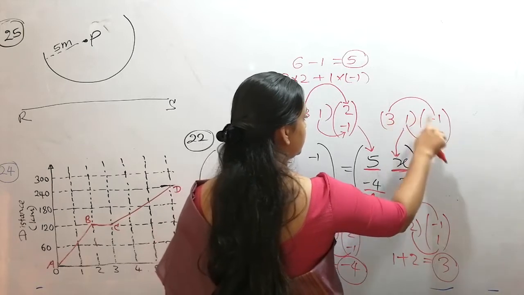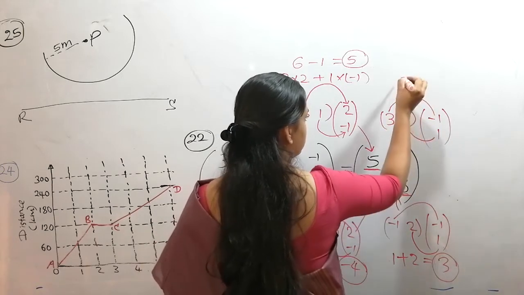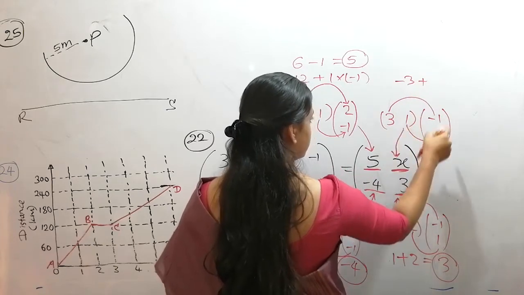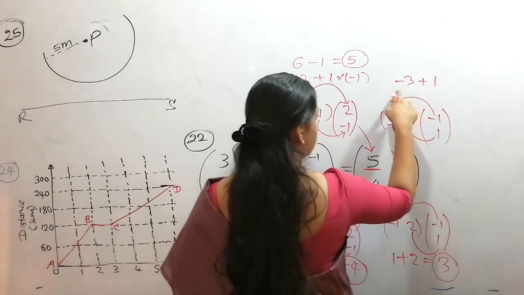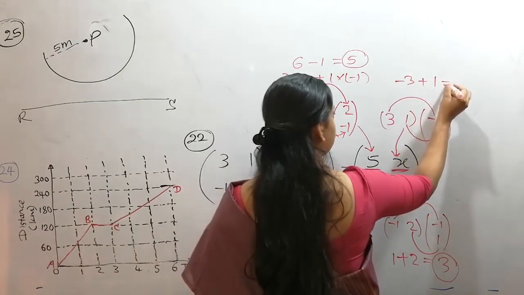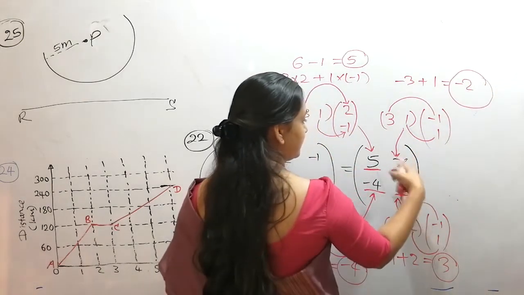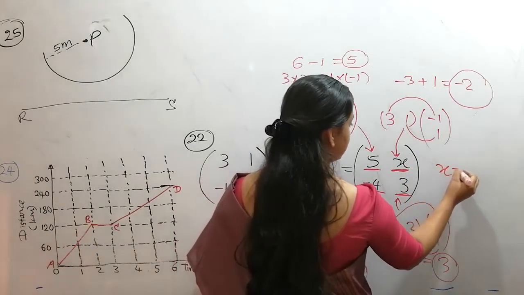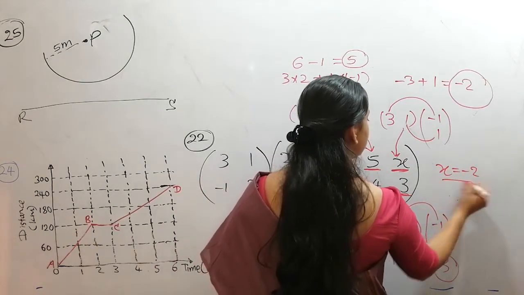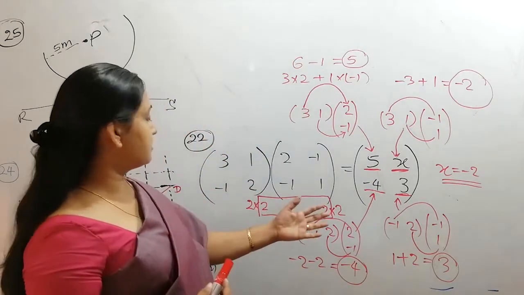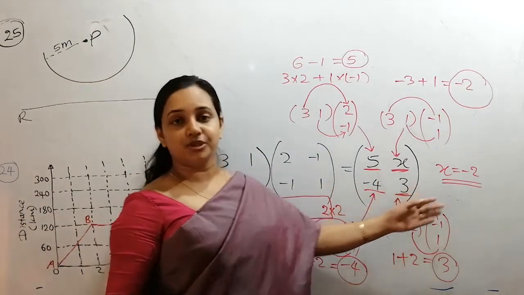Then 3 into minus 1 means minus 3. Plus positive 1 into positive 1 means positive 1. Minus 3 plus positive 1 will equal minus 2. And this is the answer for this position. That means we can write x is equal to minus 2. This is the answer for question number 22.